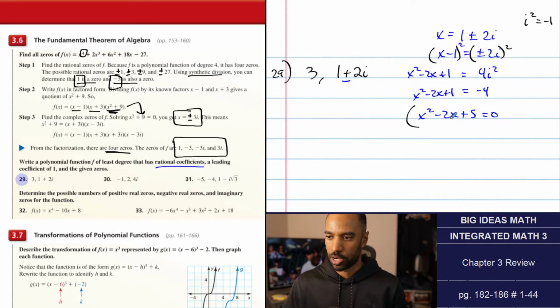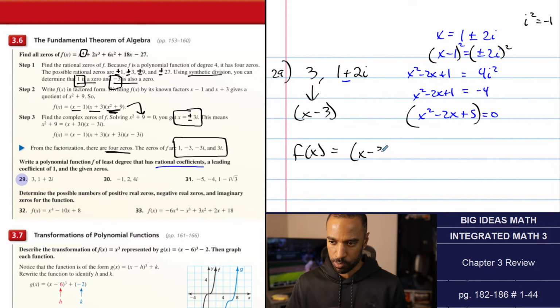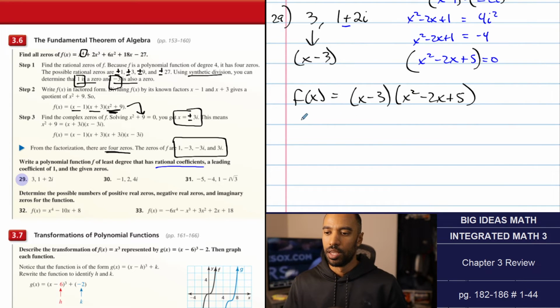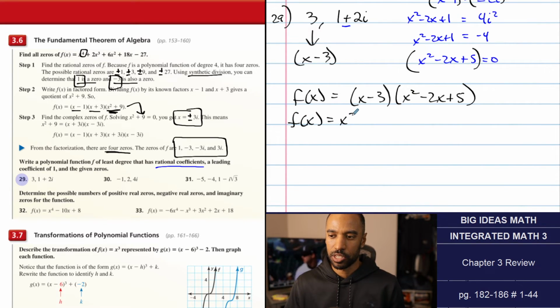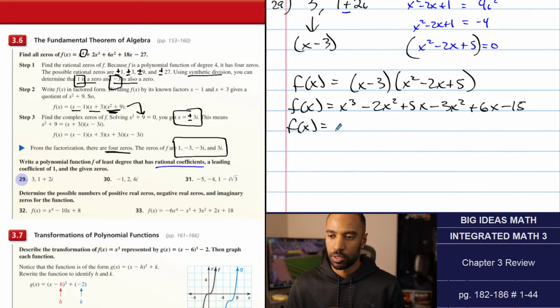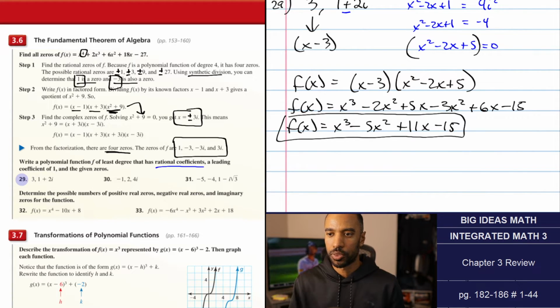So this is one of your factors here. Because of the 3, x minus 3 is one of your factors there. So we'll multiply these two together to write out our function. F of x equals x minus 3 times x squared minus 2x plus 5. This is of least degree, a cubic, as we'll have 3 solutions as well. So let's go ahead and distribute that. We get x cubed minus 2x squared plus 5x minus 3x squared plus 6x minus 15. Combine like terms, we get x cubed minus 5x squared plus 11x minus 15. Okay. A cubic with 3 solutions.